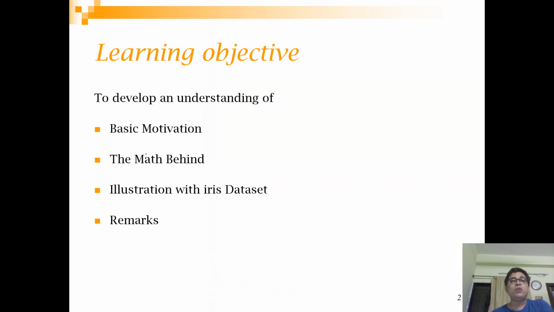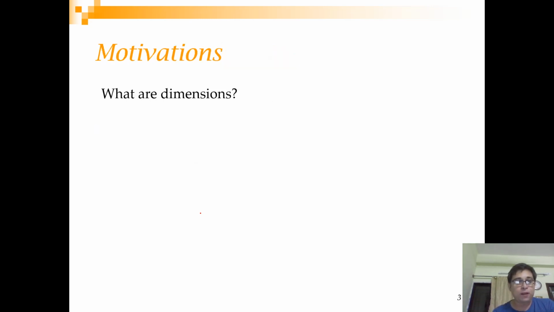So we'll start by looking at the basic motivation of dimensionality reduction. We will look at the math behind dimensionality reduction, in particular PCA. Then we will look at an illustration using one of the most used datasets, Iris. And in the remark segment, we will look at where generally PCA is used and what are some of the alternative techniques of PCA.